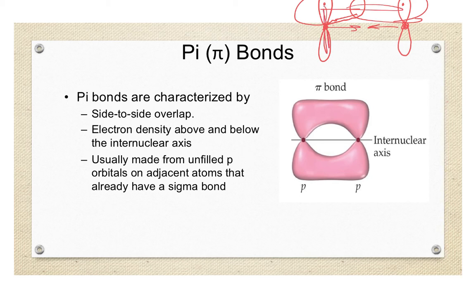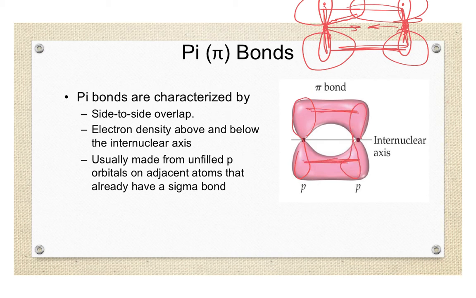Now, the propellers do go up and down, and that's one orbital, so they can overlap on the top and overlap on the bottom. That side-to-side overlap of our p orbitals is called a pi bond. Okay, so side-to-side overlap, so here's a p orbital, and here's a p orbital, and they overlap, and we've created a bond. So this is just one bond. The electron density exists above and below the internuclear axis, and this is usually made from unfilled p orbitals that are adjacent to atoms that already have a sigma bond. So if they already have a sigma bond and we're adding a pi bond, that's how we get multiple bonds.